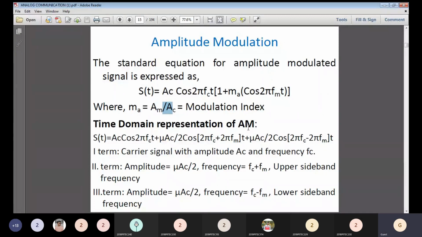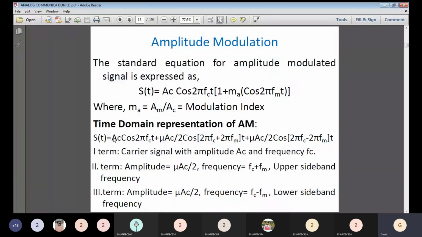The time domain representation of AM. We are expanding this equation, S of t. After expanding, we get these three terms. The first term is AC cos 2 pi fct, plus mu, or m, any letter we can use. The modulation index is represented by the letters m or mu. So plus mu AC by 2 cos (2 pi fc plus 2 pi fm)t, plus mu AC by 2 cos (2 pi fc minus 2 pi fm)t.